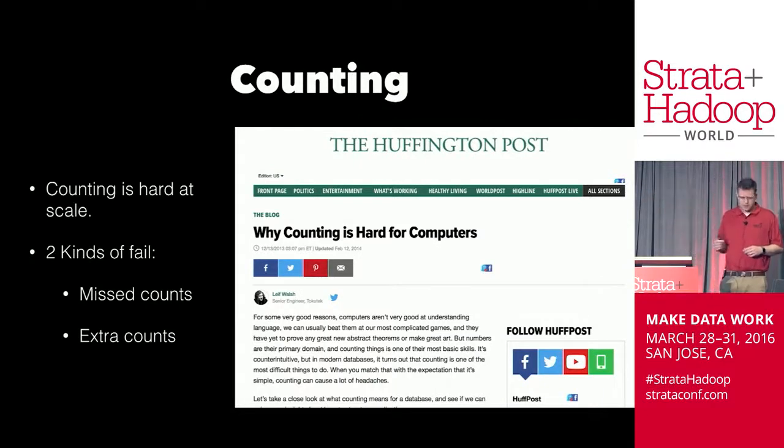So counting in distributed systems is hard. This is another one of those things where if you type in counting is hard into Google, you're going to get a bunch of blog posts. This is one by Leif Walsh when he was at Tokutech. But it's really hard to do at scale. Machines are really good at counting individually on a microprocessor. They're really bad at counting in a distributed system with dozens or hundreds of nodes. So there's two kinds of fail. There's miscounts and there's extra counts. You cross your fingers that they cancel each other out, but it doesn't make you feel super comfortable.